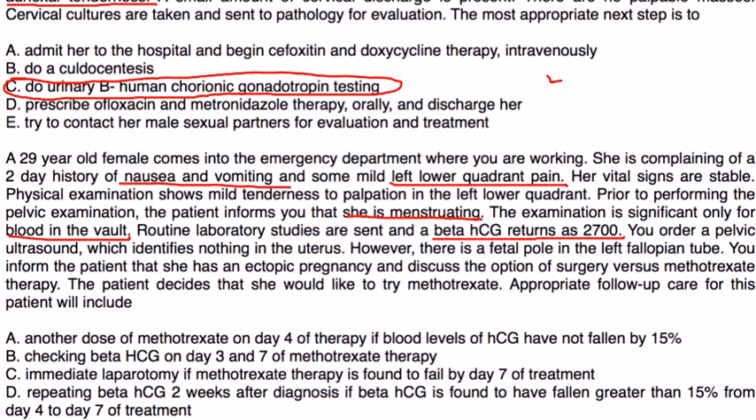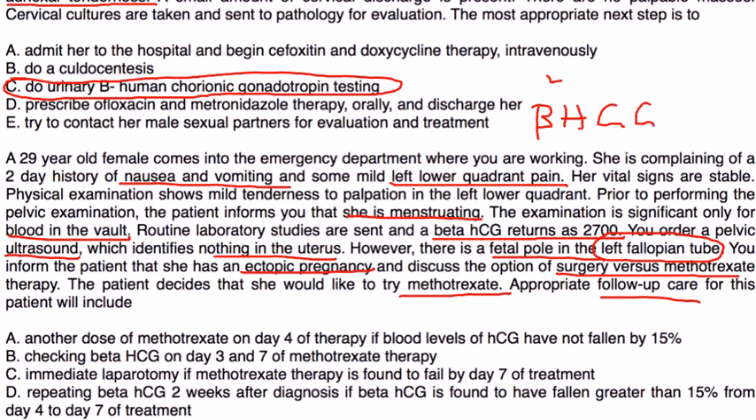You order a pelvic ultrasound, which identifies nothing in the uterus. However, there is a fetal pole in the left fallopian tube. You inform the patient that she has an ectopic pregnancy and discuss the option of surgery versus methotrexate. The patient decides that she would like to try methotrexate. Appropriate follow-up care for this patient will include... Okay, you may remember earlier I talked about methotrexate and that there's certain conditions that you can give it in, and one of them is that the beta-HCG has to be less than 5,000, and that is indeed the case here.